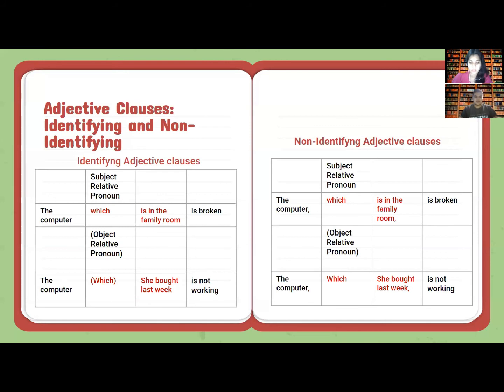In object relative pronoun, we can omit the object relative pronoun. In non-identifying object clause, we can omit the object relative pronoun because it's not so necessary. For example, the computer she bought last week is not working. It could be possible because the computer and she are not the same subject.